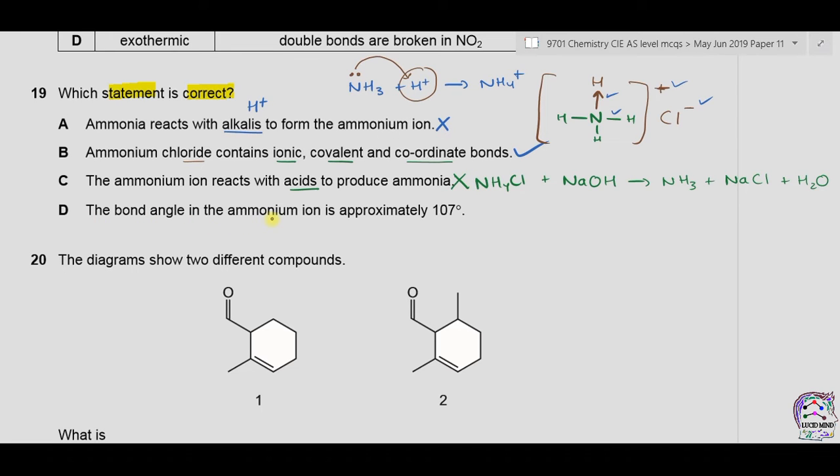D. The bond angle in the ammonium ion is approximately 107. This is also incorrect because nitrogen is making 4 covalent bonds with 4 hydrogen atoms. So when there are 4 single covalent bonds around the central atom, the structure is tetrahedral and bond angle is 109.5. So D is also wrong. The correct answer is therefore B.